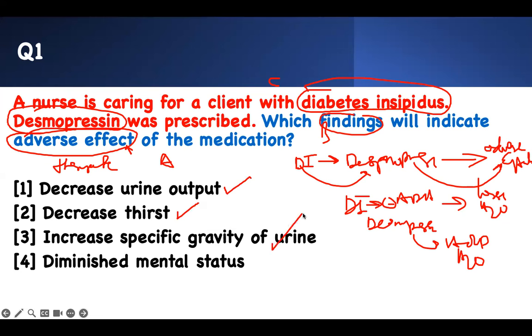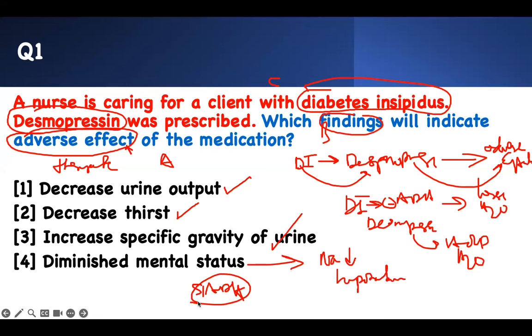Test taking strategy. And no, this is not good. Diminished mental status, that means you hold on to water too much, that your sodium is too low. Hyponatremia. If nobody has told you before, the reason why we worry about patients with DI is because they don't have what? ADH, so they lose a lot of water. As soon as you give them ADH, you're turning them into what? SIADH, syndrome of inappropriate secretion.